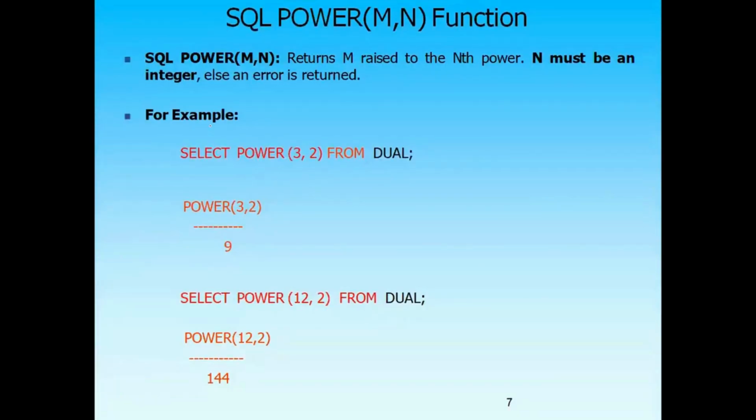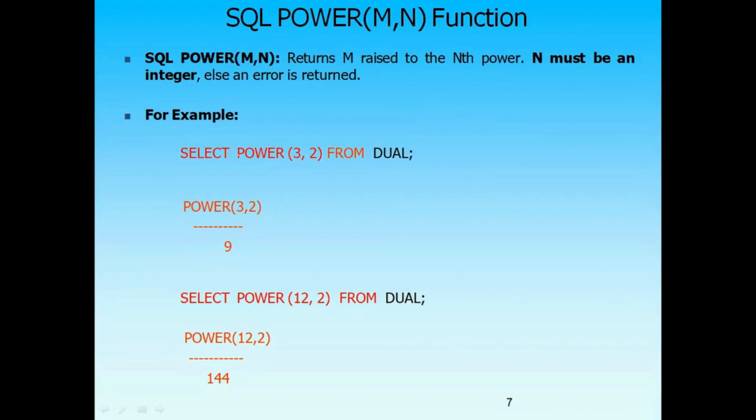Then next is the power function. The power function is similar to other languages. These operations are actually similar to other languages, only the syntax is a little bit different, right? So here is the example of the power function. It returns m raised to the nth power. n must be an integer, else an error is returned, right?